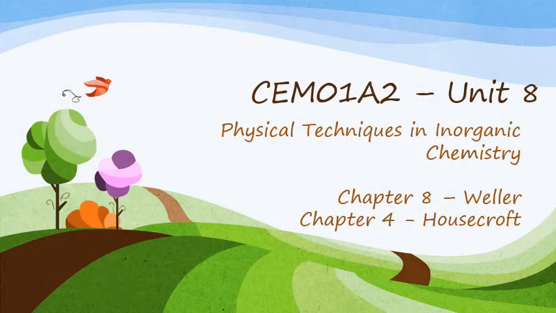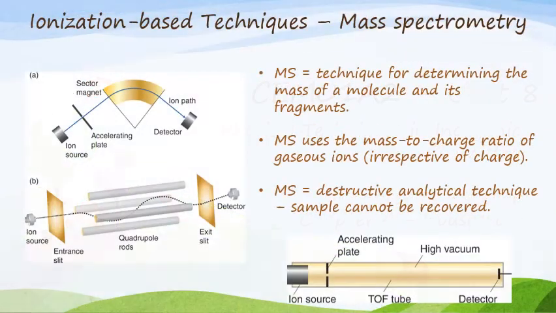This is the fourth part of the Physical Techniques in Inorganic Chemistry unit. We're going to look at ionization-based techniques, most especially mass spectrometry. Now, mass spec is a technique used for determining the mass of a molecule and its fragments. It uses the mass to charge ratio of gaseous ions, so irrespective of their charge, so long as we can get them in ionic form, then we're able to determine their masses.